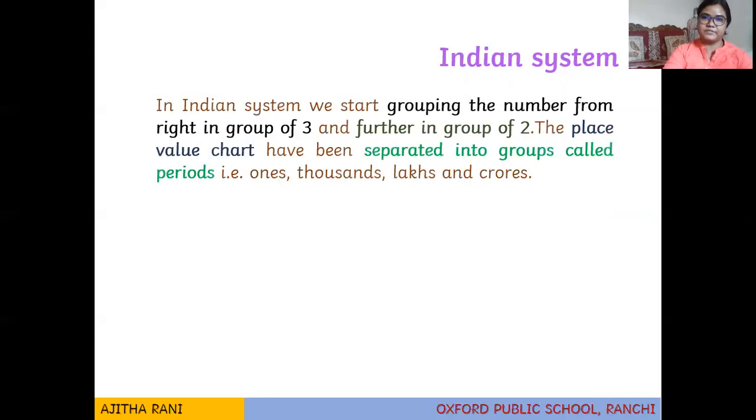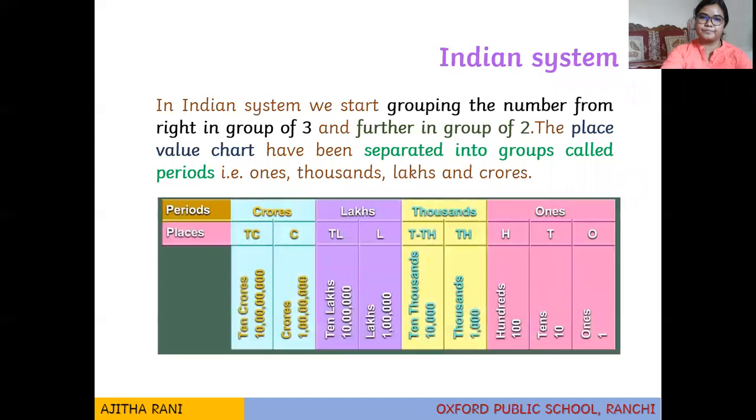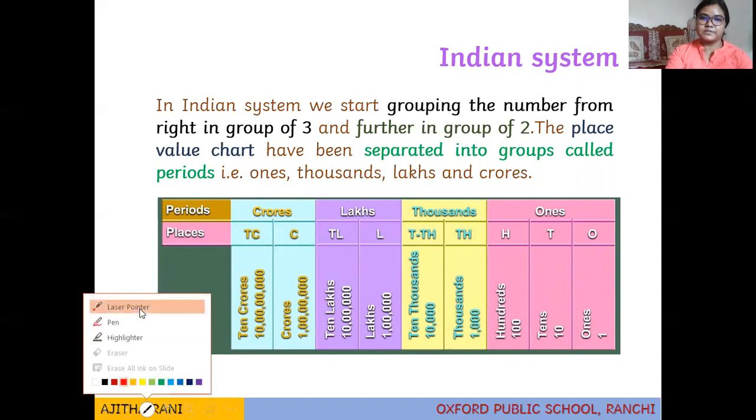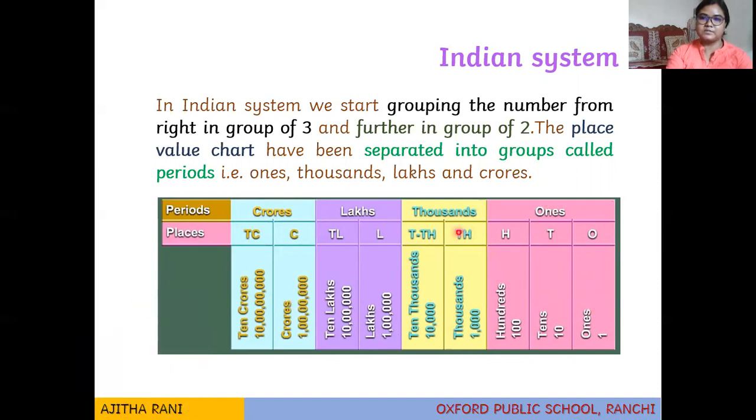In the Indian system, we start grouping the number from the right in a group of 3 and further in groups of 2. The place value chart has been separated into groups called periods, and the periods are ones, thousands, lakhs, and crores. If you see this chart, this is the Indian place value chart. There are certain groups over here which you can see as ones, thousands, lakhs, and crores.